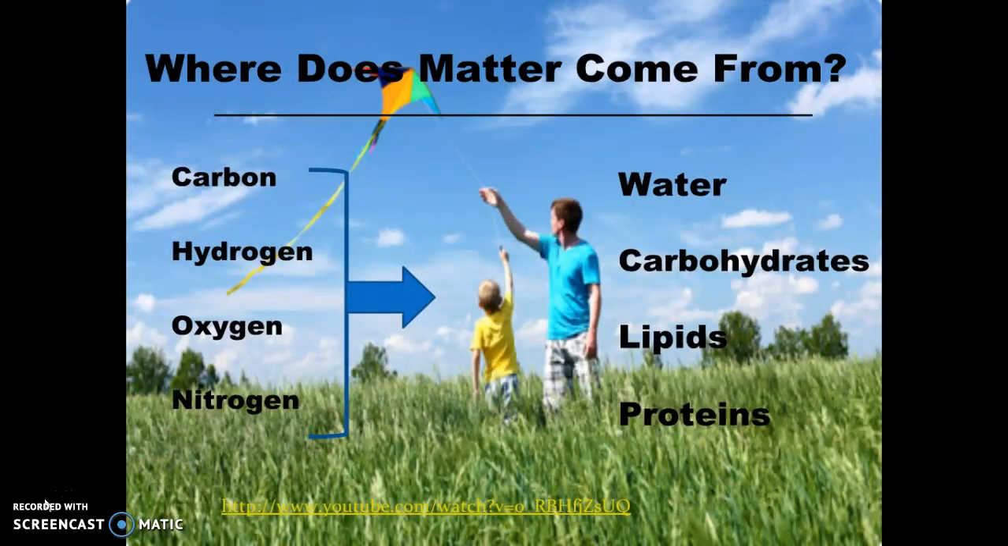So before we begin with the cycles, I want to first talk about where does this matter come from. There are 4 main elements that are going to contribute to the huge parts of our cycles of matter, and that is carbon, hydrogen, oxygen, and nitrogen. These 4 elements go into things like water, carbohydrates, lipids, and proteins. And those are 4 things that we really need in order for life to exist here on Earth.